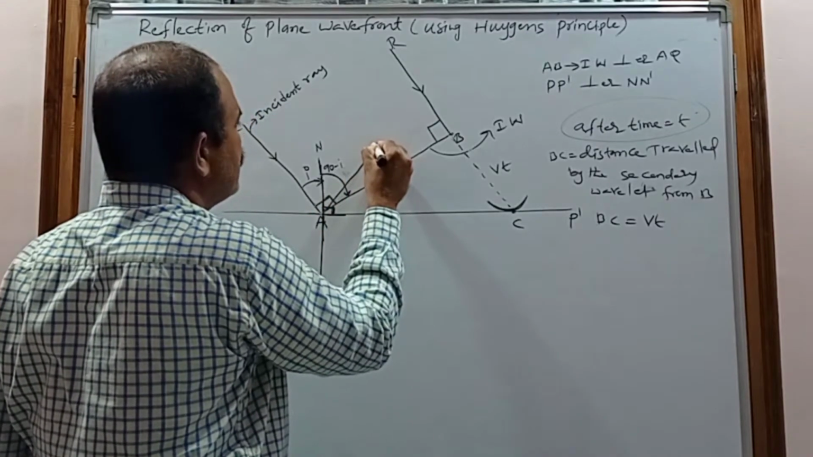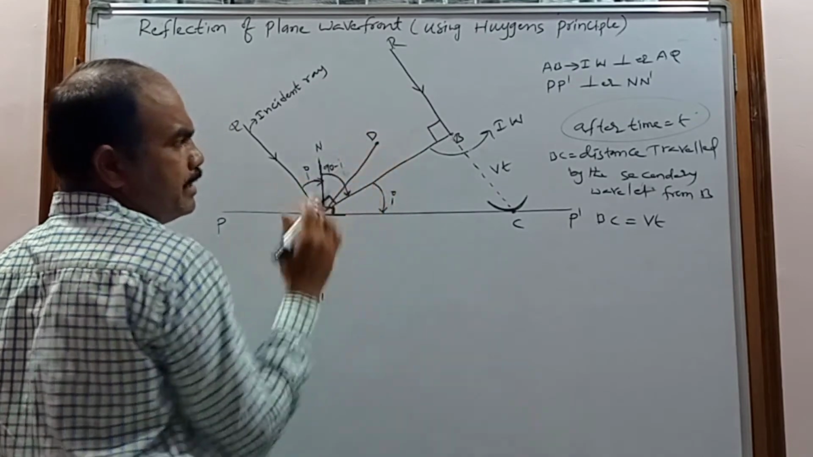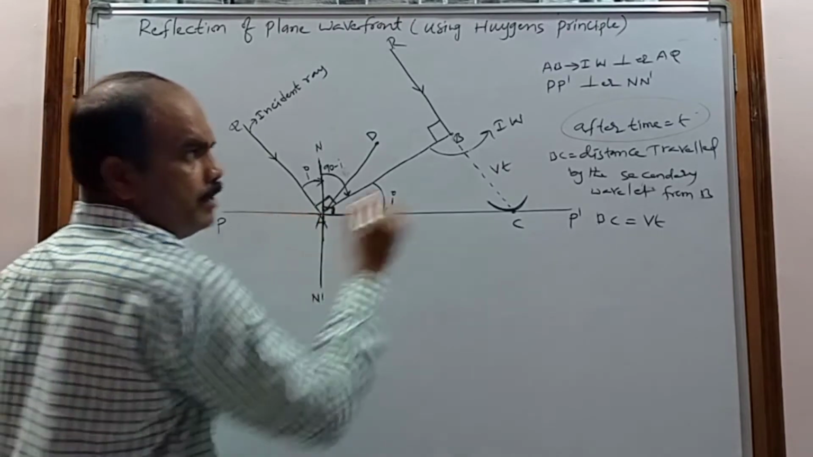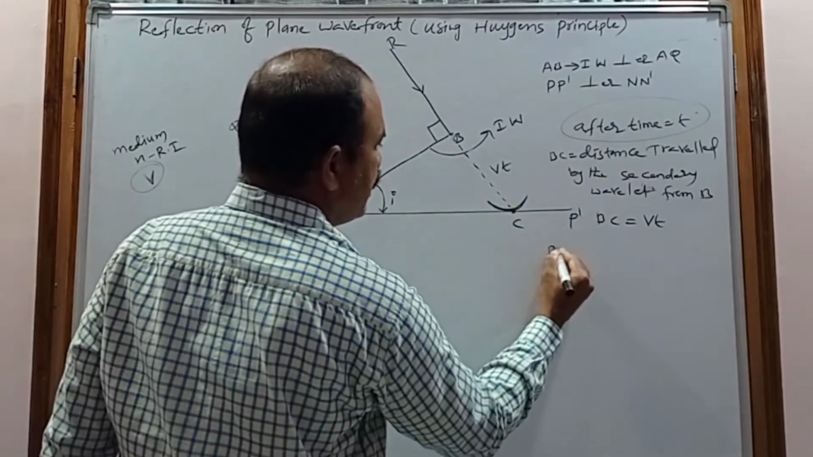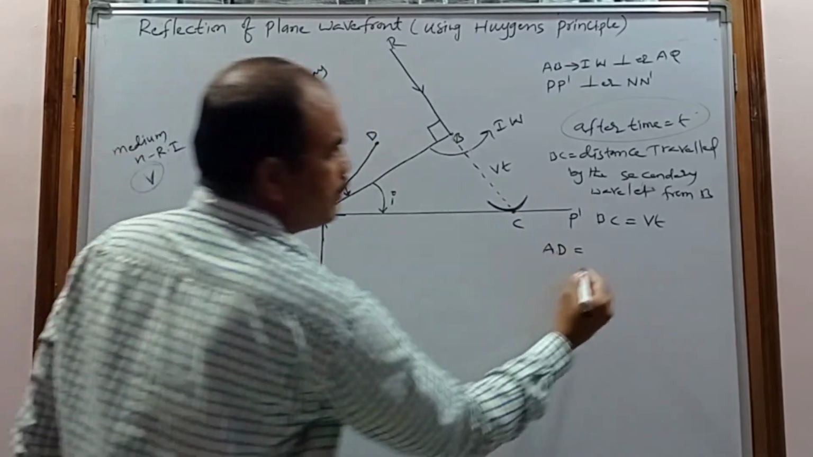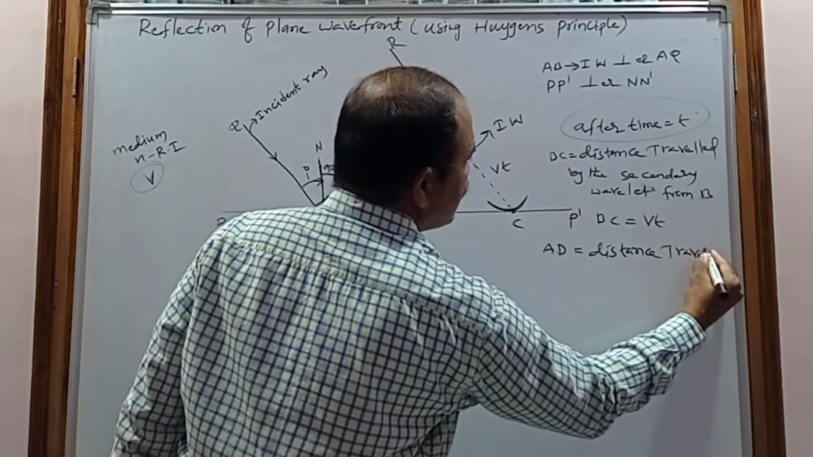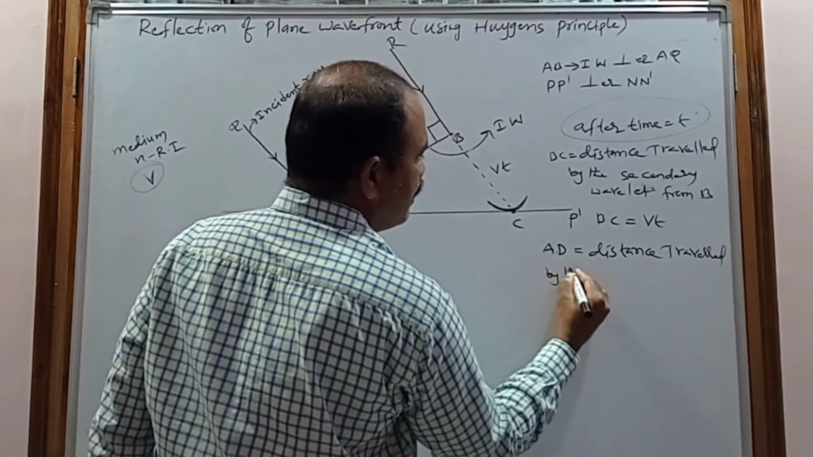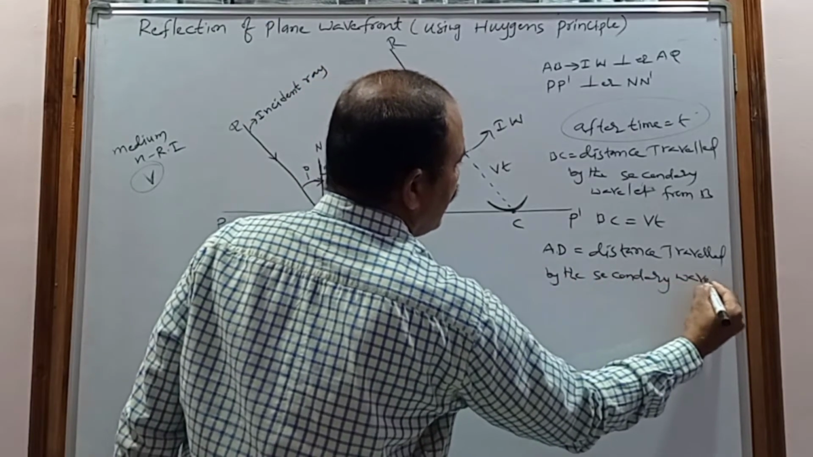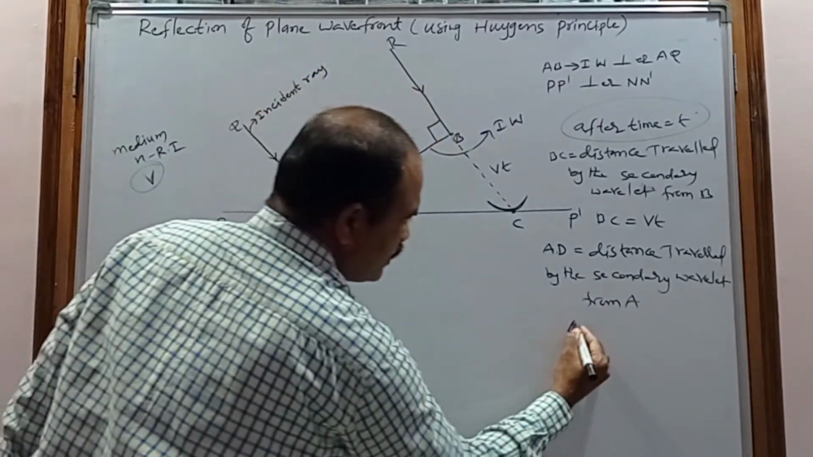So now consider this is the distance. From A to here will be considered D. So AD is the distance traveled by the secondary wavelet produced from A, in time t. So what is AD? AD is nothing but the distance traveled by the secondary wavelet from A.